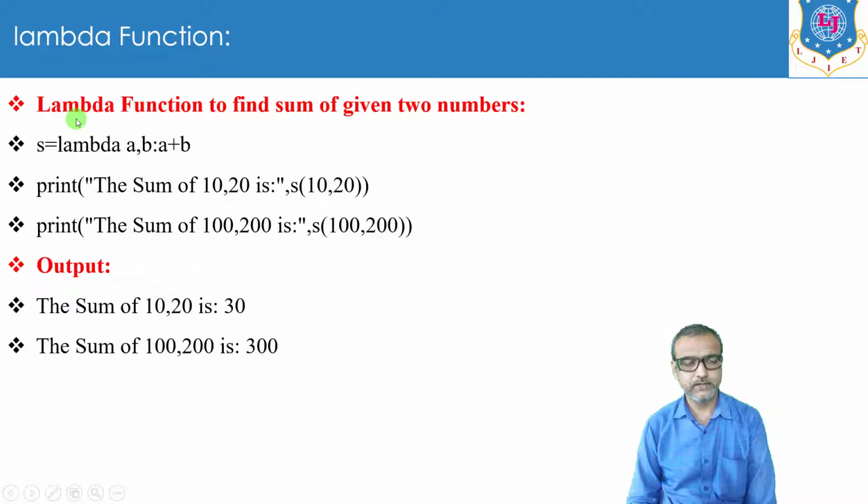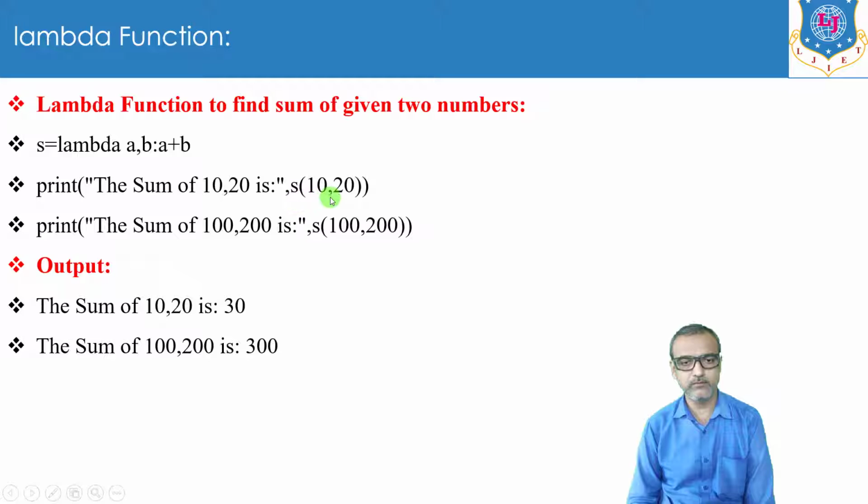Now we have the next example based on lambda function. Lambda function to find the sum of two given numbers. S equals lambda, these are the arguments a comma b. Don't forget to write this colon. Then after that we have a plus b. Print the sum of 10 comma 20 is s of 10 comma 20.